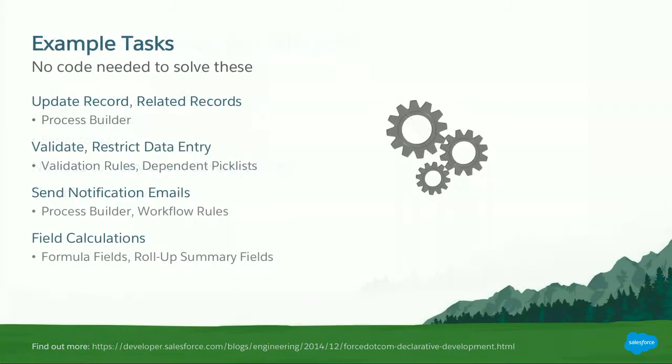All right, so here are a few examples of what kind of tasks you can do with clicks. And the cool thing about this is that Salesforce is constantly developing this. There are more and more things that you can do with these declarative tools. My personal favorite is kind of a new one. I think it was released last year. You can now mass update the related records of any record. So if you need to update all of the contacts related to a specific account, now you can do that with Process Builder. Back before this was released, you had to write code for that.